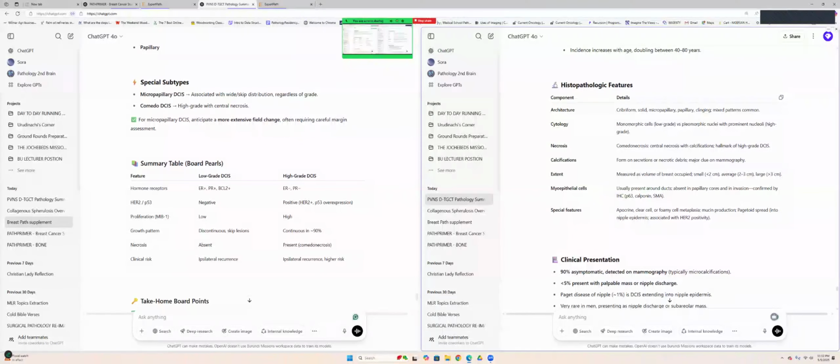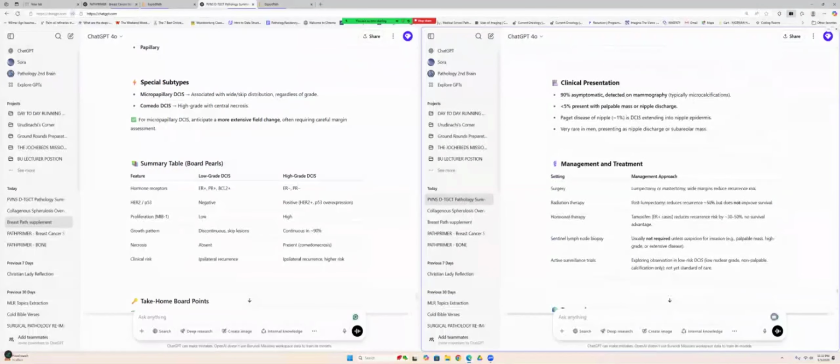Special features include apocrine, clear cell, foamy cell metaplasia, mucin production, pagetoid spread into nipple epidermis associated with HER2 positivity for the nipple spread. Greater than 90% are asymptomatic, detected on mammography, typically microcalcifications. Less than 5% present with palpable mass or nipple discharge. Paget disease of the nipple is just 1%.